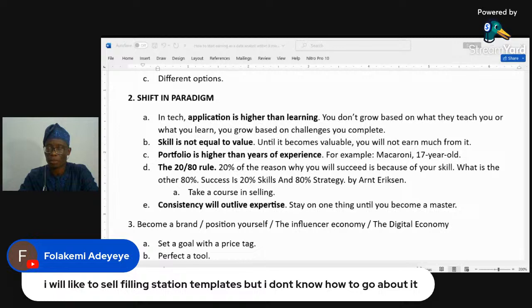Okay, somebody said, I would like to sell a filling station template, but don't know how to go about it. I want to assume that is Mr. Fuller Kemi. I assume you understand the business very well and you've built the templates. The next thing is to sell. If you know somebody that knows somebody, that's an easy way to start. Somebody should reference you: I know this young man, he has done something for me, please listen to him. That reference saves you a lot in marketing.